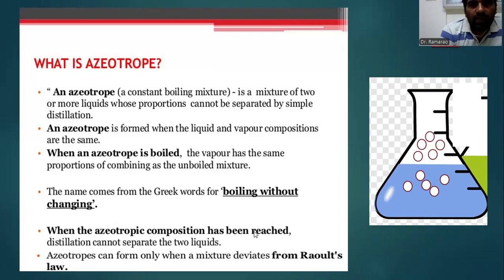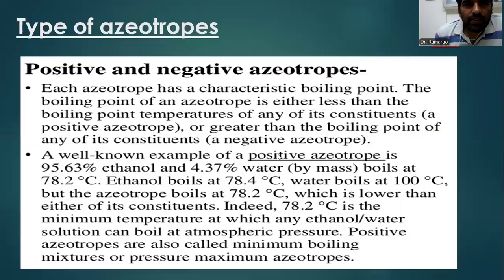Azeotropes form only when a mixture deviates from Raoult's law, which means only real, non-ideal solutions form azeotropes. There are two types of azeotropes: one is a positive azeotrope, and the other is a negative azeotrope. Each azeotrope has a characteristic boiling point. The boiling point of an azeotrope is either less than the boiling points of the constituents, or greater than the boiling points of the constituents. If it is less than, it is a positive azeotrope. If it is greater, it is a negative azeotrope.